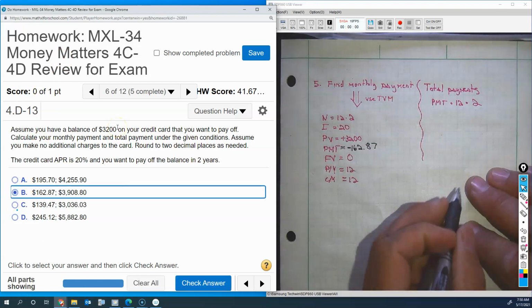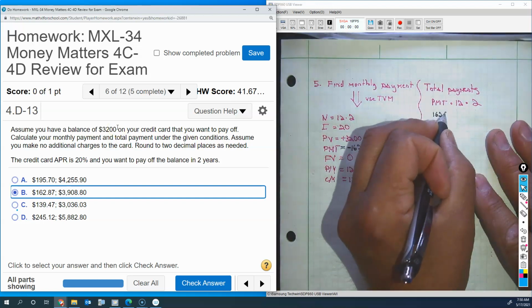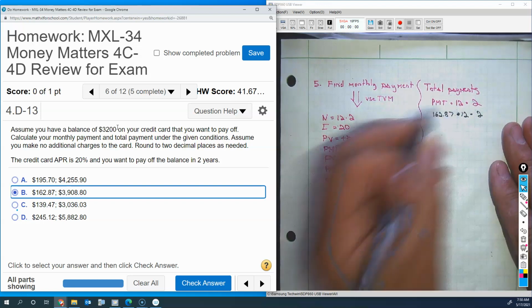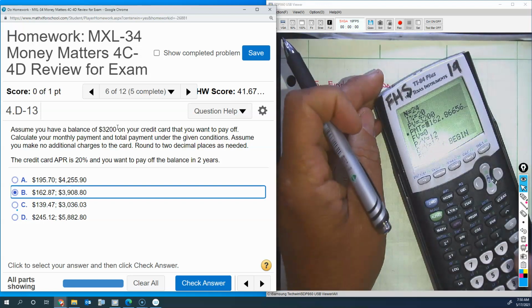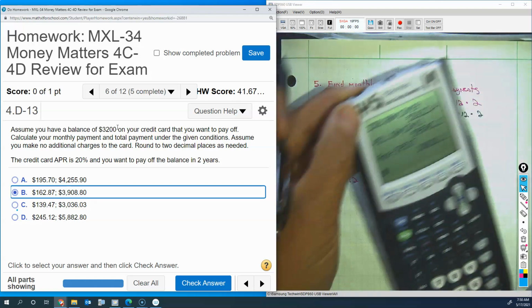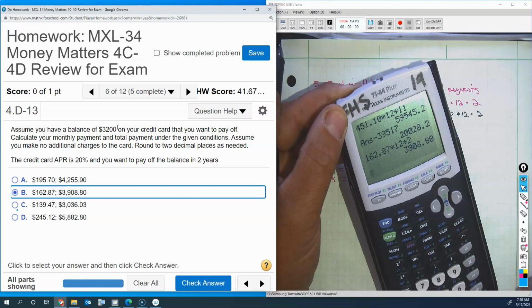Get my total payment. Second quit. 162.87 times 12 times 2. There it is.